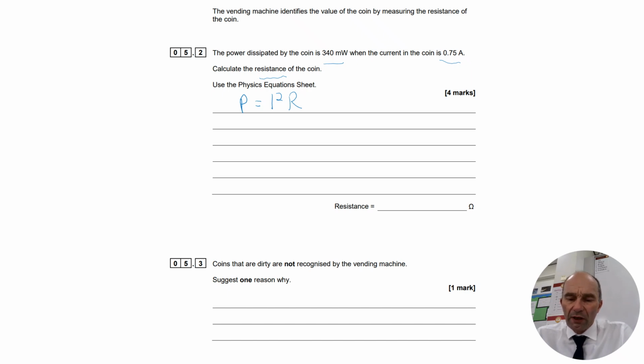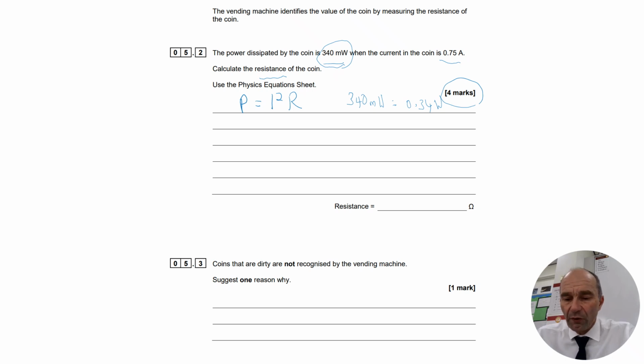Now, again, you need to get a little bit savvy about this. This question is worth 4 marks, so we need to be doing a little bit of work. You should be suspicious about some kind of conversion. And hopefully you've picked up on the idea that there's 340 milliwatts. Now there's 1,000 milliwatts in a watt. So we need to use our standard units, so we need to convert it into watts. So we divide 340 milliwatts by 1,000, which means that there's 0.34 watts. We've got a mark just for doing the conversion.